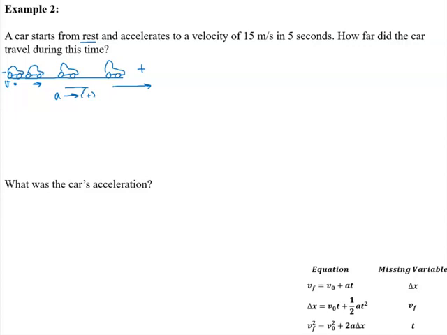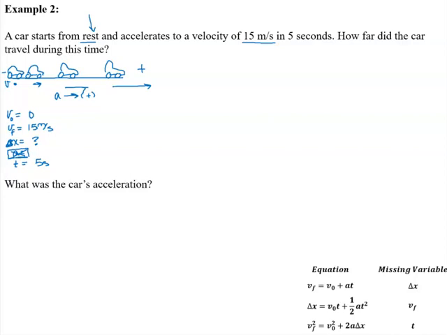So there's my picture. Now I'm going to list my variables. Initial velocity, final velocity, displacement, acceleration, and time. There's my variables. So I know I'm going from rest. My initial velocity is 0 to a velocity of 15 meters per second, final velocity, in 5 seconds. That's time. And we want to know how far did the car travel during this time. So our who cares variable is going to be acceleration.